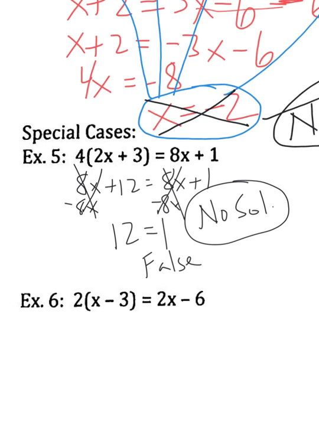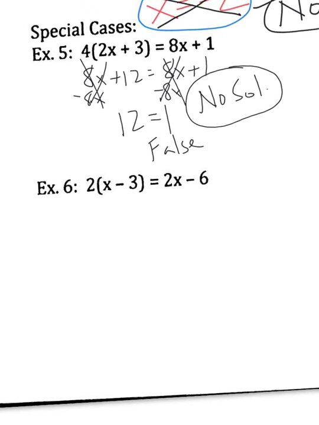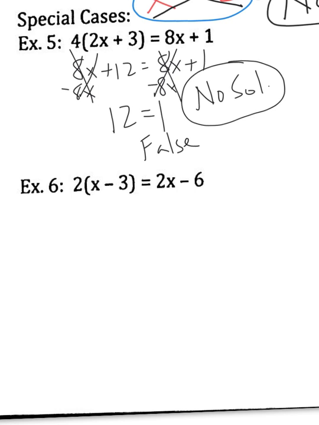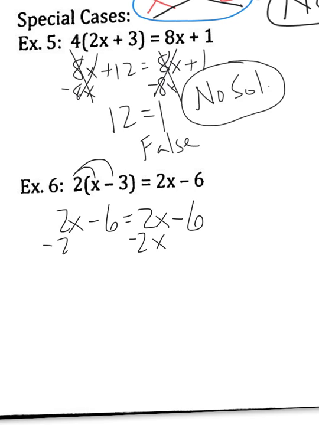Well, I just talked about a false statement. Let's talk about what happens if you get a true statement. Right here, let's distribute the 2. We get 2x minus 6 equals 2x minus 6. I always like to move my variables to one side, so I'm going to subtract 2x from both sides, and you get negative 6 equals negative 6.